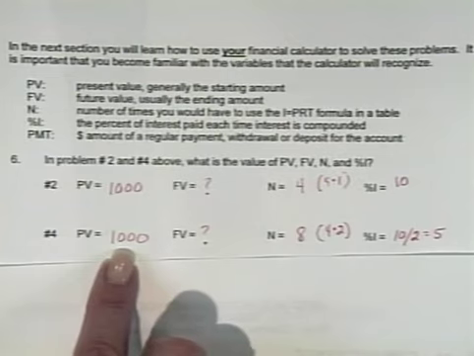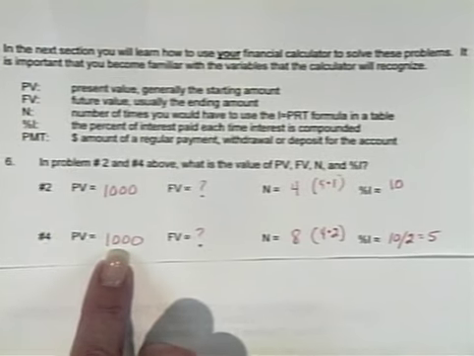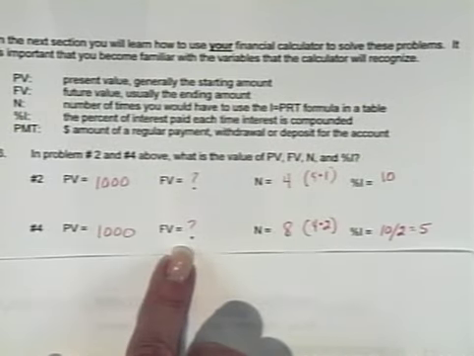Present value for Mary was also $1,000. That was the starting amount. That's how much Mary put in her account originally. Again, we were looking for future value. We were looking for the account balance at the end of a certain time.